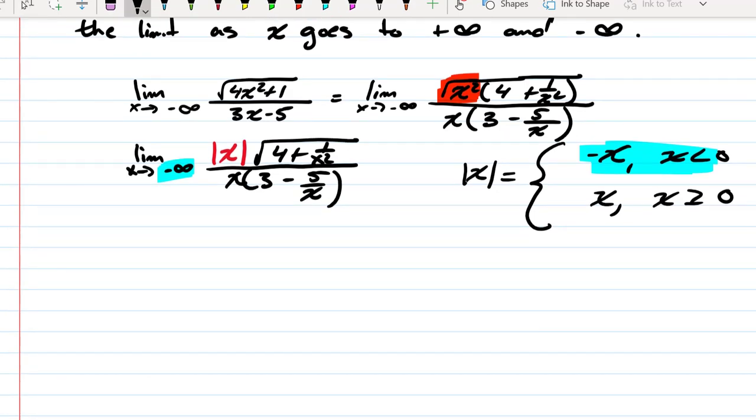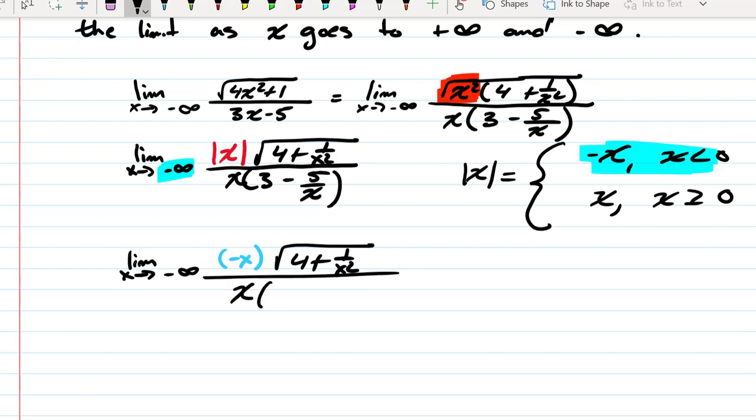So then we're going to get the limit as x goes to negative infinity of negative x times the square root of 4 plus 1 over x squared, divided by x times 3 minus 5 over x. So then our x's are going to reduce out, and as we go to positive or negative infinity, this goes to 0 and this goes to 0.